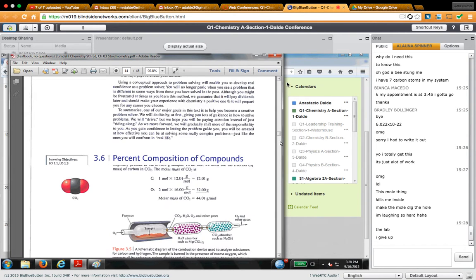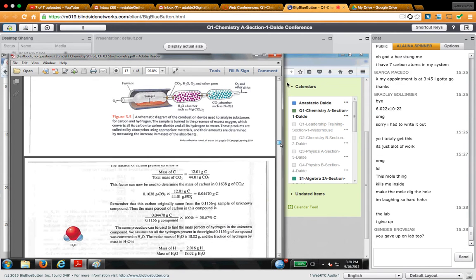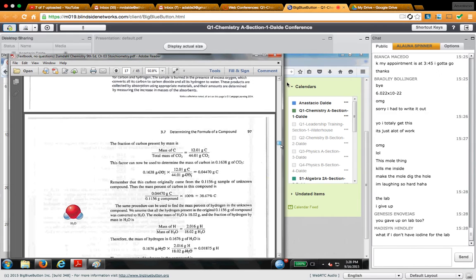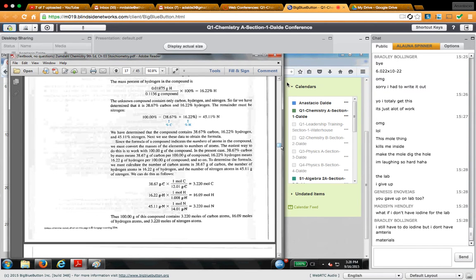I know someone gave up on the lab. Don't give up. It's really not too bad, guys. If you don't have iodine for the lab, don't worry about it. Do the s'mores part.